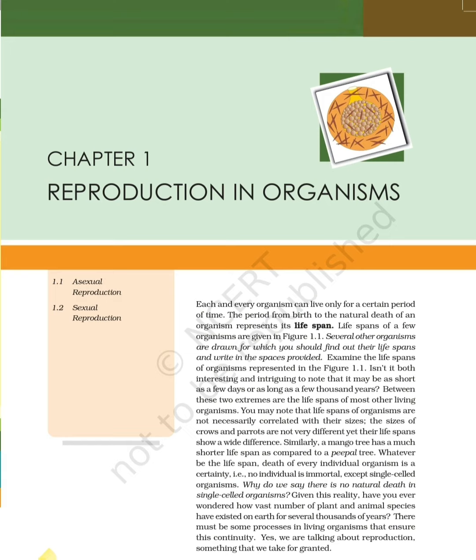Each and every organism can live only for a certain period of time. The period from birth to the natural death of an organism represents its lifespan. Lifespans of a few organisms are given in Figure 1.1. Several other organisms are drawn, for which you should find out their lifespans and write in the spaces provided. Examine the lifespans of organisms represented in Figure 1.1.